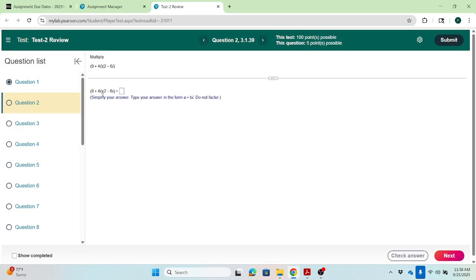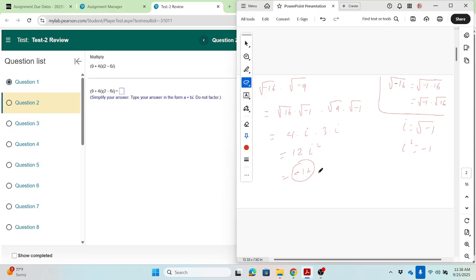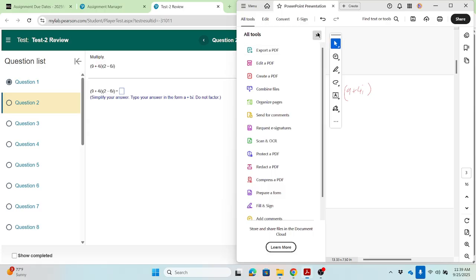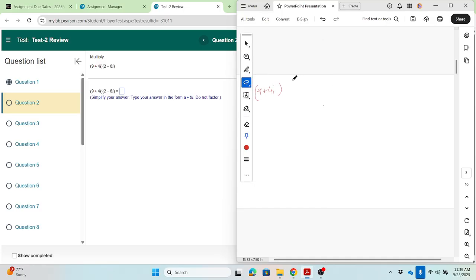Okay, here you have to multiply two numbers. So let's go. 9 plus 4i times 2 minus 6i. You can just use the FOILing. You multiply these numbers by 9, which is 9 times 2 is 18, minus 9 times 6 is 54i, and then after that multiply this by 4i.